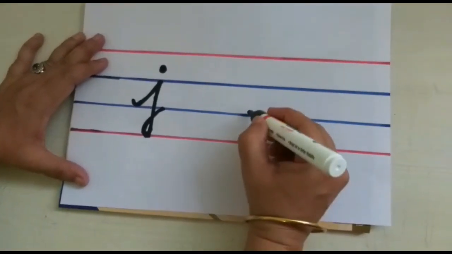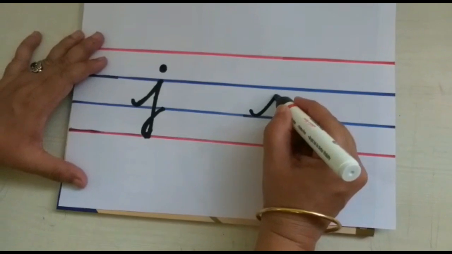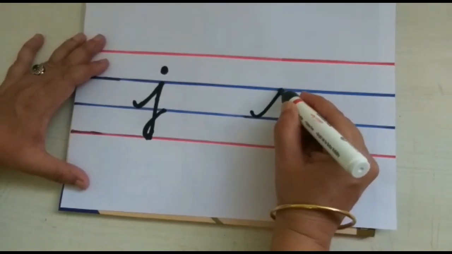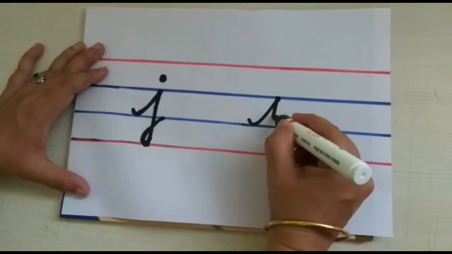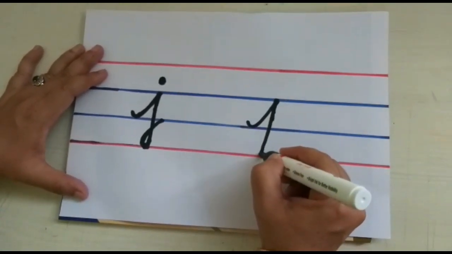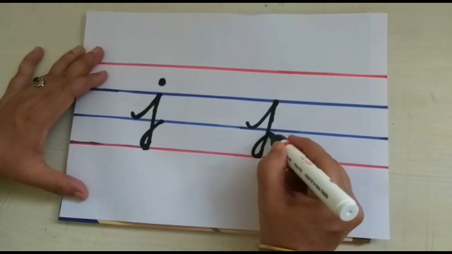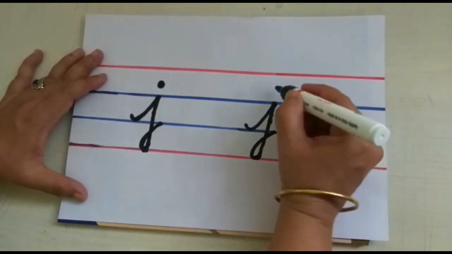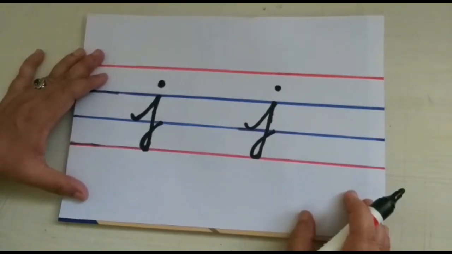Shall we write once again this side? Make a small curve. Make a slanting line. Go to the second blue line, children. Now come down to the fourth red line. Down, children. Now take a turn like that. Go and join this blue line and put a dot. This is small cursive J.